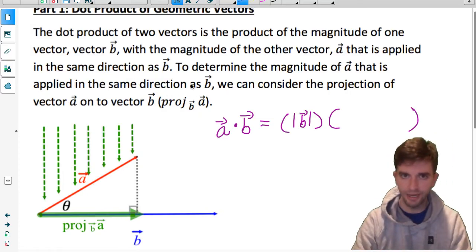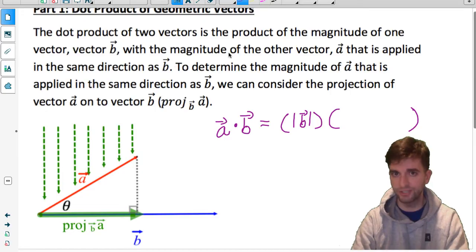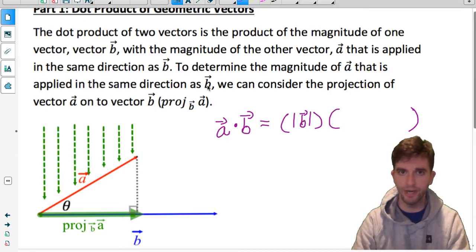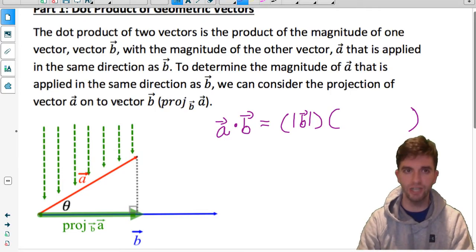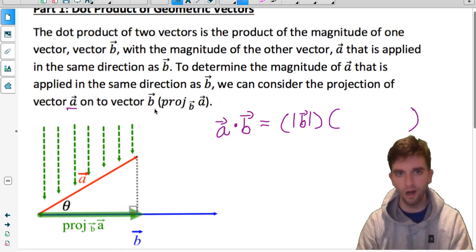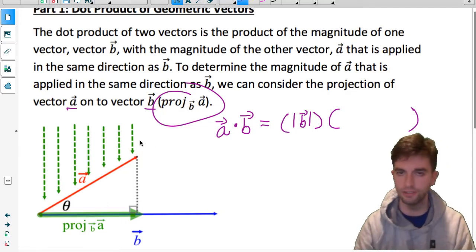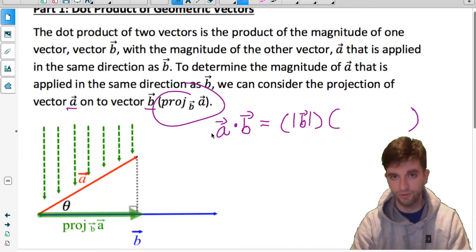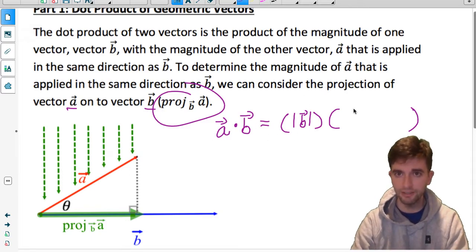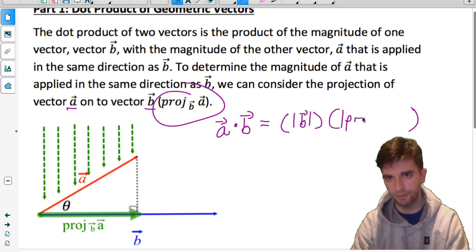And the notation for that, well, we have to talk about projections. To determine the magnitude of A that is going in the same direction as B, we have to consider the projection of vector A onto vector B. And this is the notation for that. This means the projection of A onto B. The subscript vector is the one that's getting projected onto. So if I want A dot B, I have to do the magnitude of B times the magnitude of the projection of vector A onto vector B.